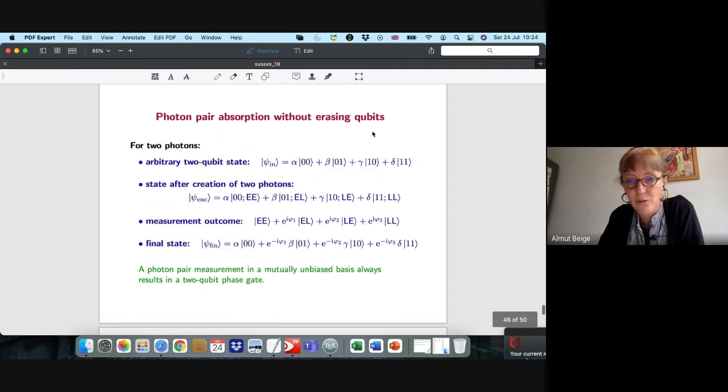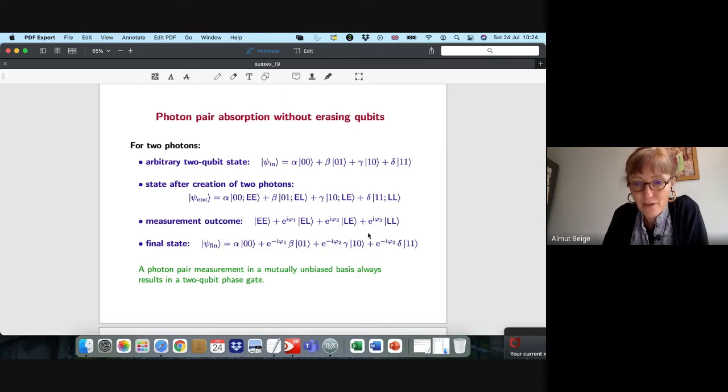So your initial qubit state, your initial state of the two atoms might be something like that. So this is a general 2-qubit state. You do your double encoding for both atoms. So then if your atom was in 0, 0, you might create 2 early photons, or you might have an early and a late photon.